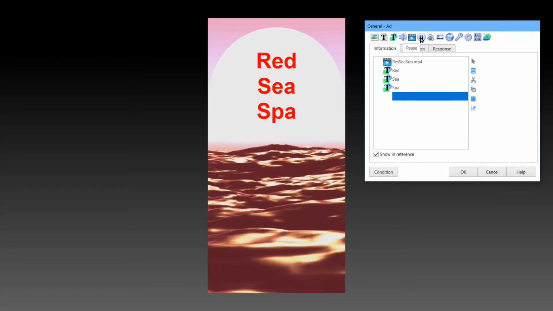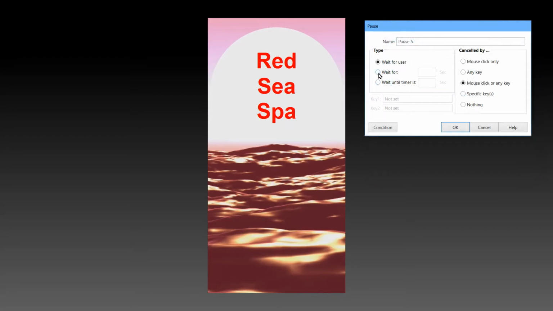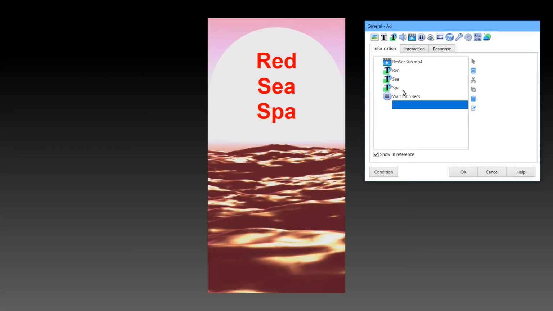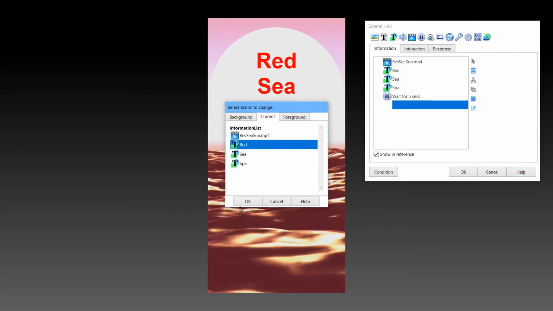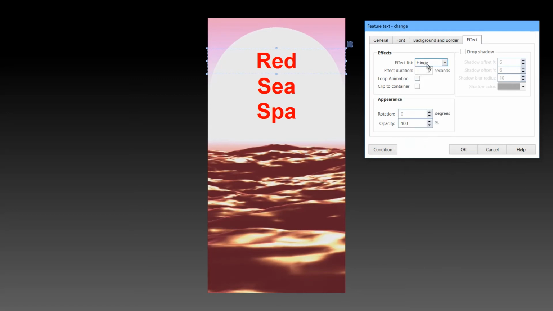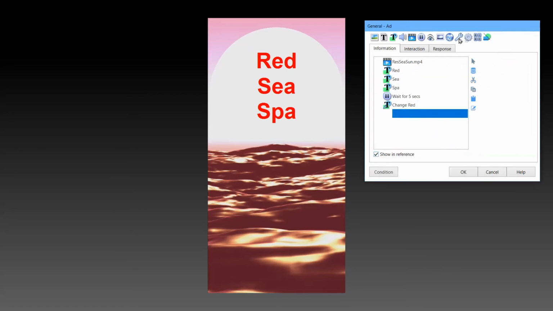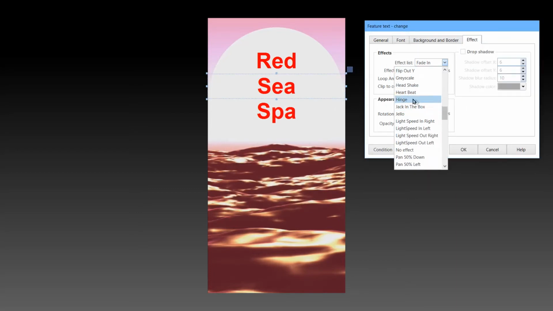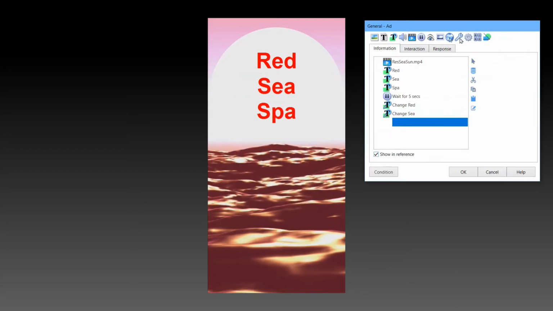Now a pause to allow the special effect to take place before we move on. I'll make it 5 seconds. Now I want to remove the title text with some animation using the hinge effect, which will make the words dive into the sea. To do this, I use a change action for each of the title lines. This will create 3 change text actions where I can edit the special effects to hinge. So that's the letters diving into the sea.